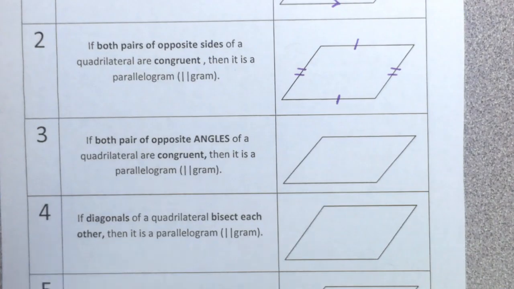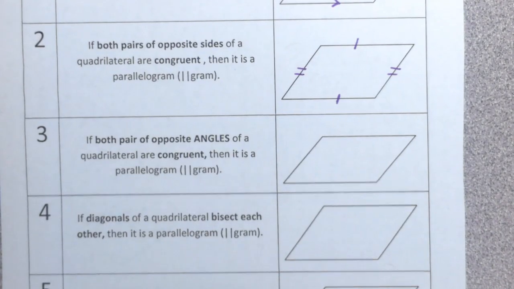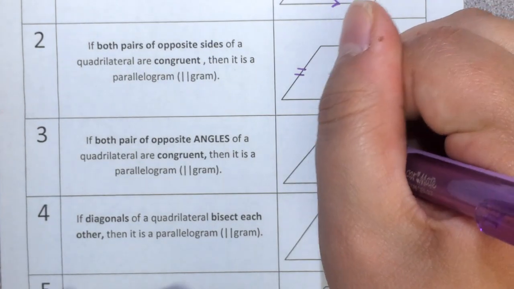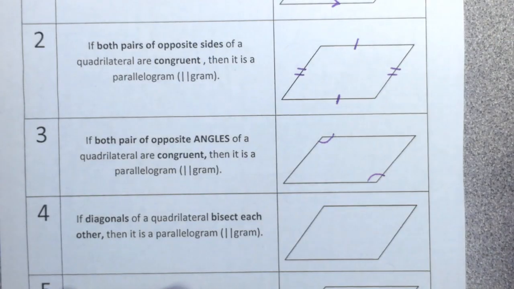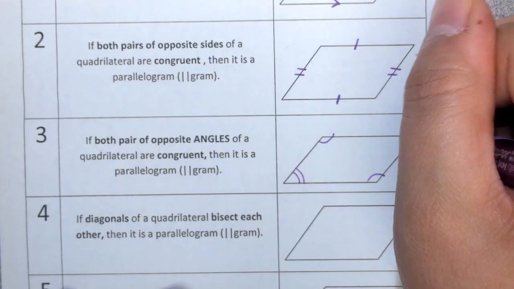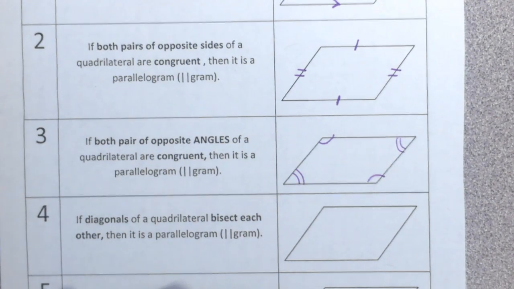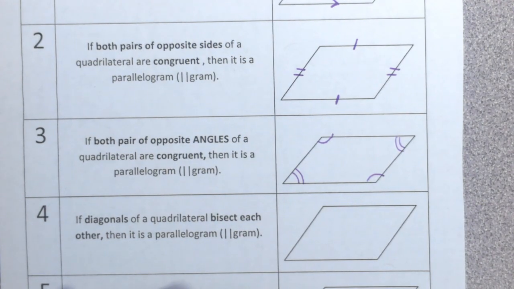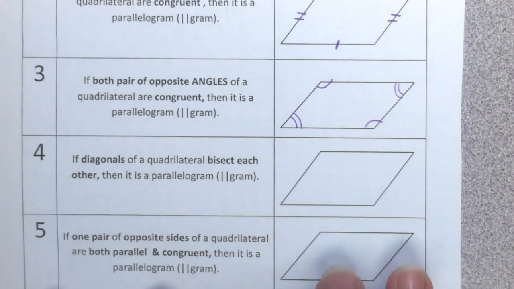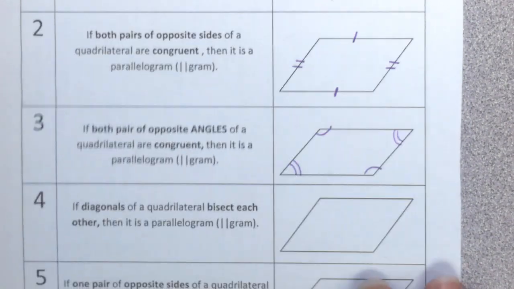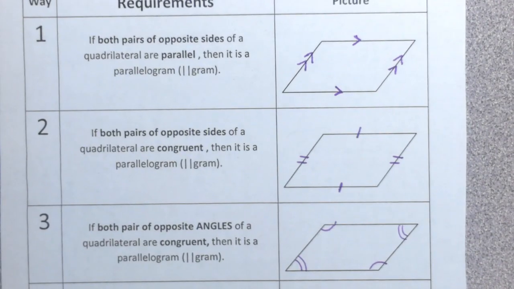What else did we learn? Angles, number 3. If opposite angles are the same, so I'm going to draw 1 arch on this angle, 2 arches on these, it's a parallelogram. It works. Do y'all have all 3 of these marked on your paper?